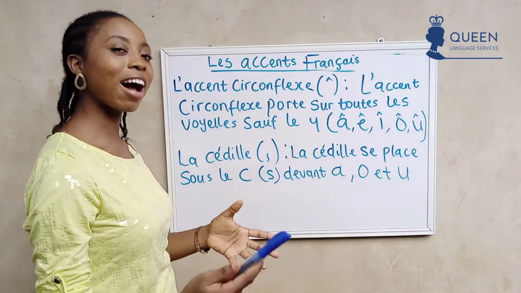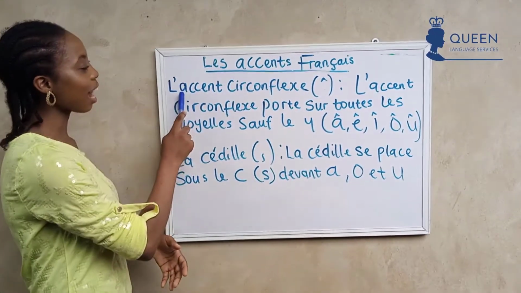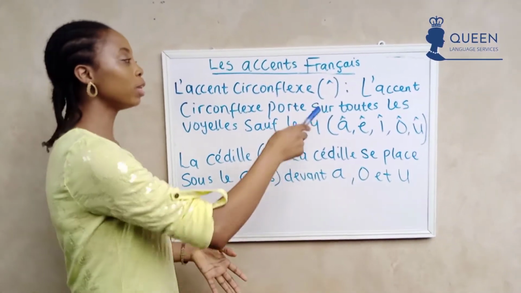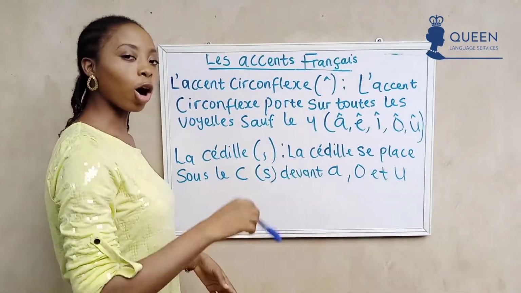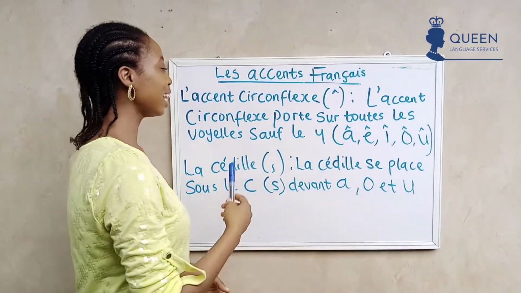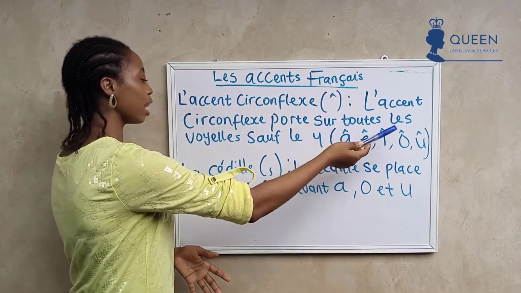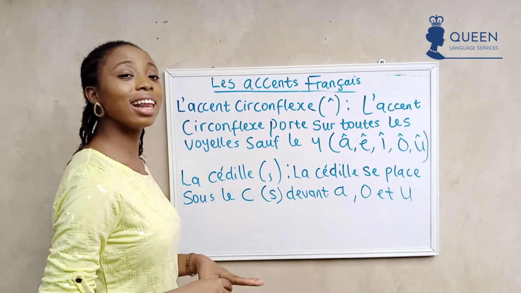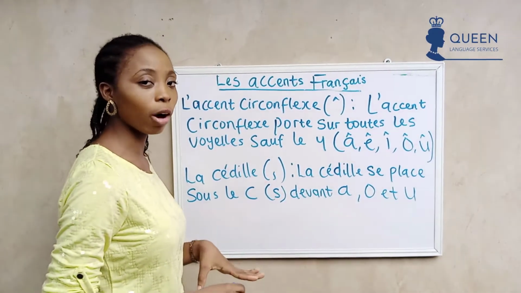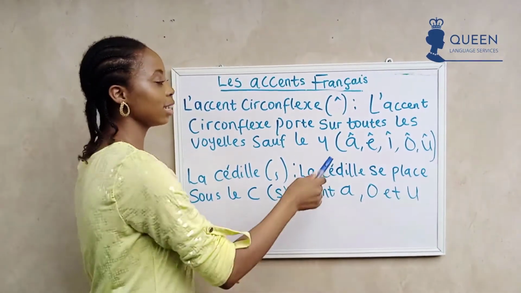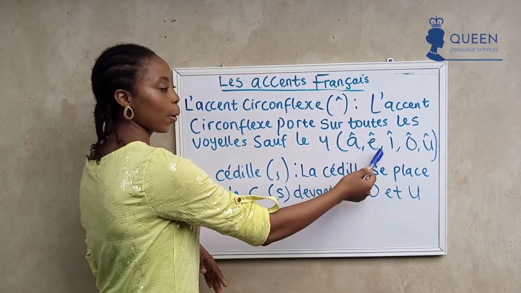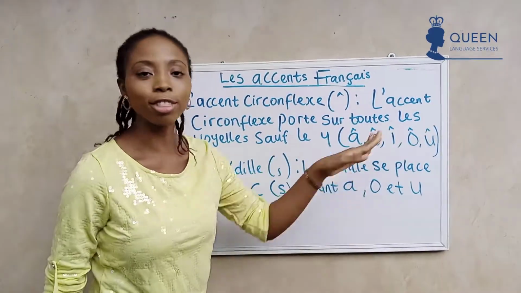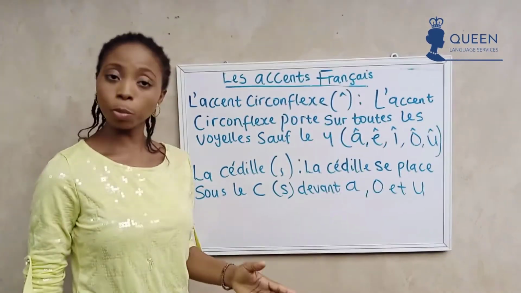Okay, so now we have accent circonflexe. L'accent circonflexe looks like a little bit of a V, but upside down. L'accent circonflexe porte sur toutes les voyelles sauf le Y. That is, you can see accent circonflexe on all the vowels except Y, like we have it on A, E, I, O, U. So you can see accent circonflexe like that on them except for Y. So let's move to the next one.